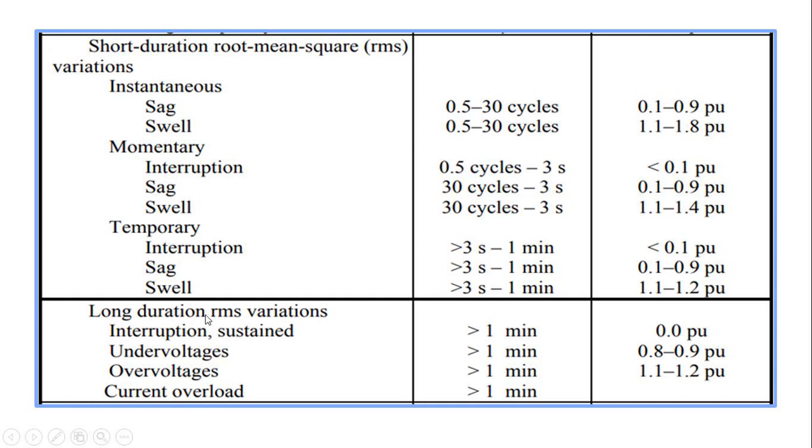For long duration RMS variation, the terms are changed: sustained interruption and undervoltage. Undervoltage is represented as sag when it is in the category of short duration RMS variation. Now in long duration RMS variation it is termed overvoltage, but in short duration it is termed swell. And current overload, when all these parameters are sustained for longer than 1 minute, then all are in the category of long duration RMS variation.